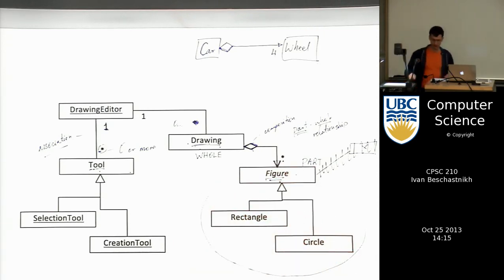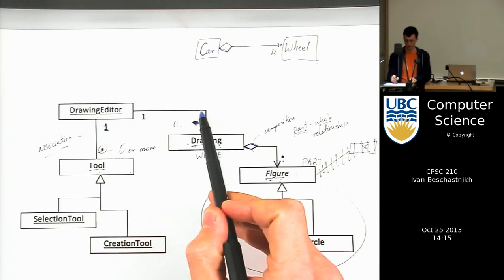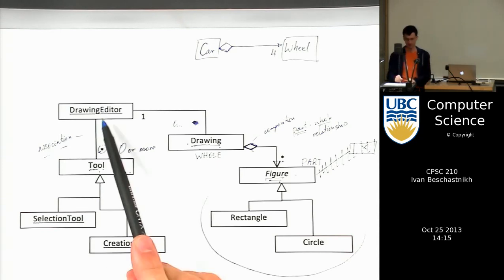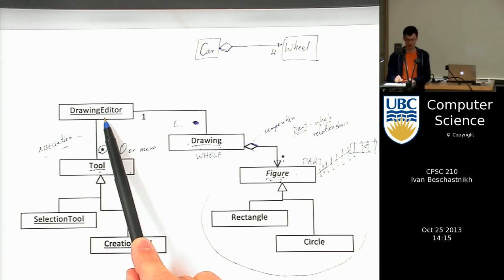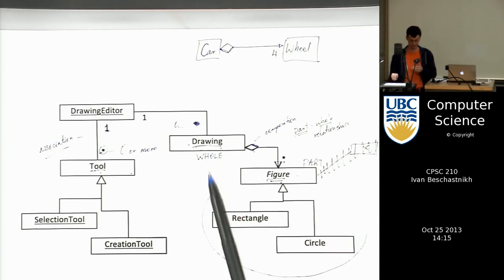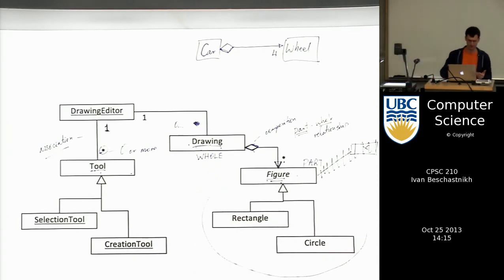So let's do the second one. Let's do this associative relationship between drawing editor and drawing. So I choose that relationship. I'm going to go to drawing editor. So my drawing editor, an instance of a drawing editor, knows about zero or more drawings. Okay, so again, I have to say I'm going to have some number of drawings. So I'll have private something drawings.